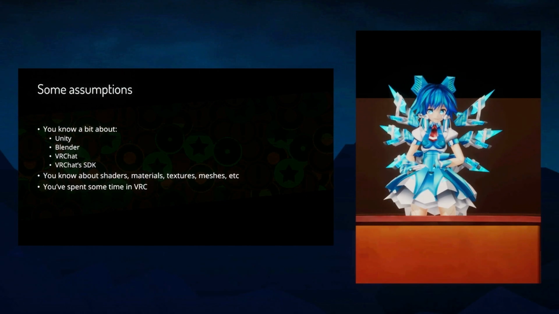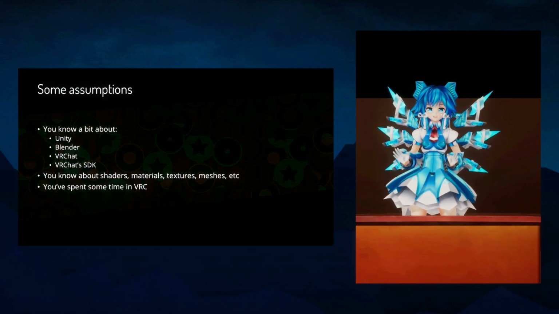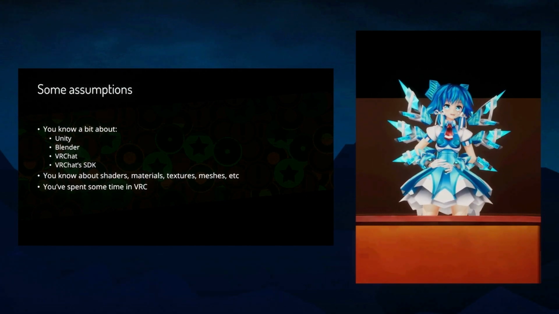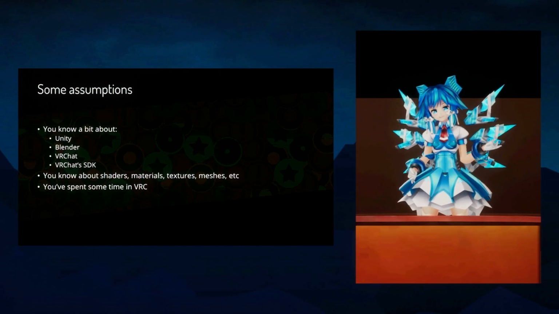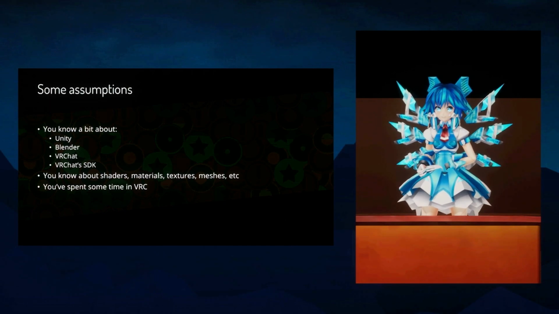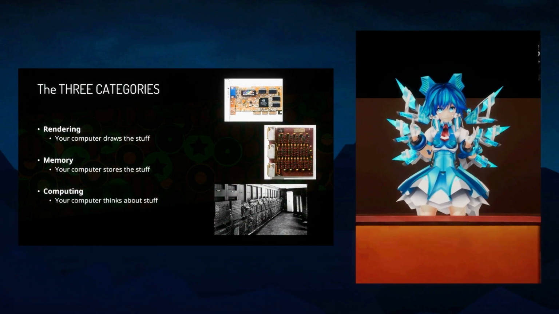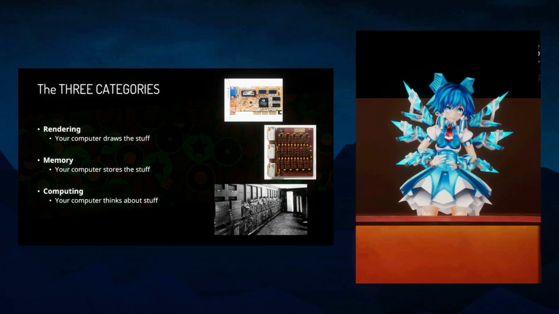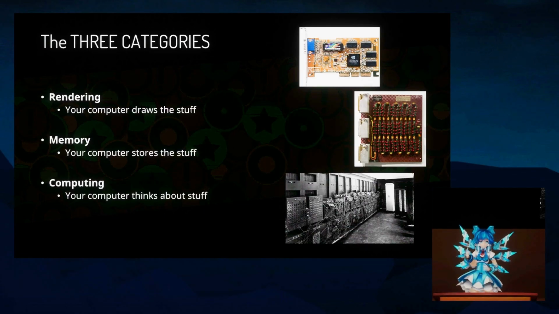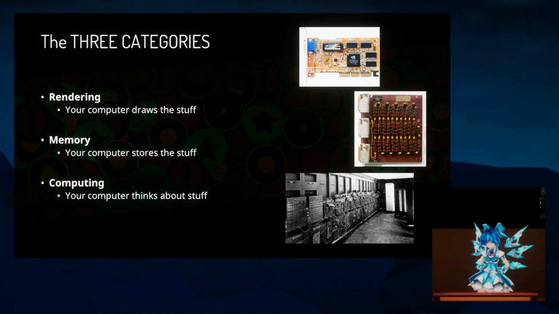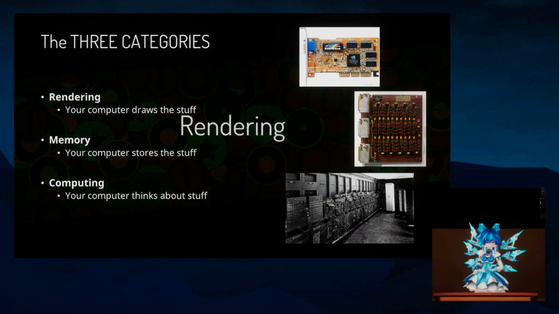Let's move on with a couple of assumptions. I'm going to assume you've messed around with avatar creation a little bit. Maybe you've tried Unity, Blender, that kind of thing, and of course that you've spent some time in VRChat. And finally, some categories that we're going to spend the rest of the panel on. Rendering is where your computer draws the stuff. Memory is where your computer stores the stuff, and computing is where your computer thinks about the stuff, with this high-tech technology on the right side.